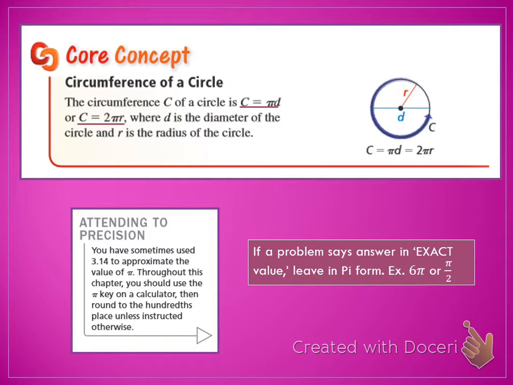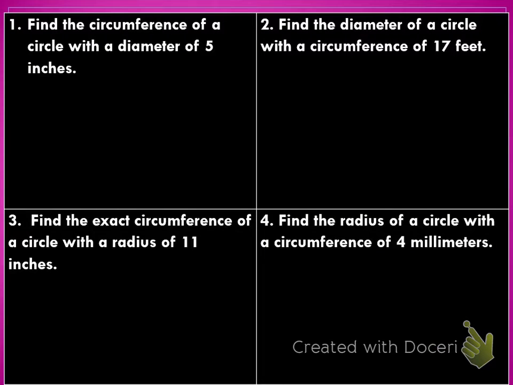Okay? And then the last thing is, unless instructed otherwise, you are always going to round to the hundredths place. So always round to the hundredths place, because 3.14, which is what we're all multiplying by, is also rounded to the hundredths place. That make sense? So just keep it uniform. Are we all good? Unless it says exact, in which life is easy. So let's do some examples.